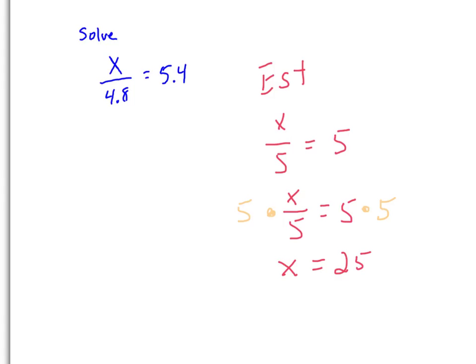Now, doing the actual problem itself, I'm going to rewrite it as x over 4.8. So x is currently being divided by 4.8. And I want to make sure I undo that division, so I'll multiply both sides by 4.8.